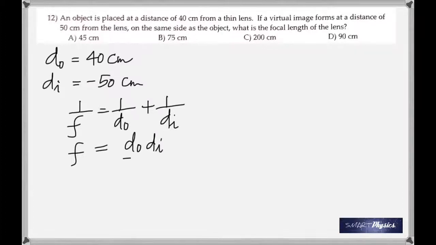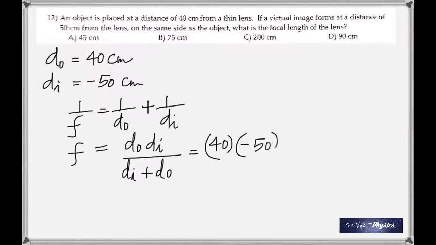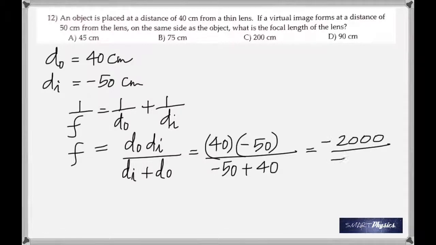It's product by sum equal to focal length, but when you substitute, you have to substitute DI as negative. And on doing that, you get it as 200 centimeter.